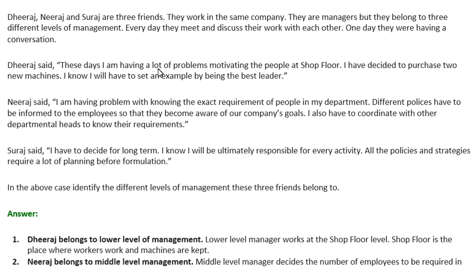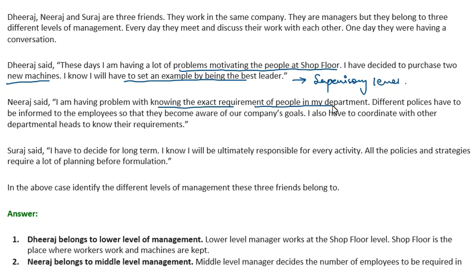Dheeraj said, "These days I am having a lot of problem motivating the people at shop floor. I have decided to purchase 2 machines. I know I will have to set an example by doing." So it looks like he is taking care of all the workers who are actually working on machines. So he is at the supervisory level of management.